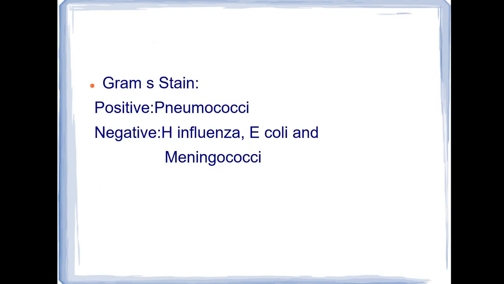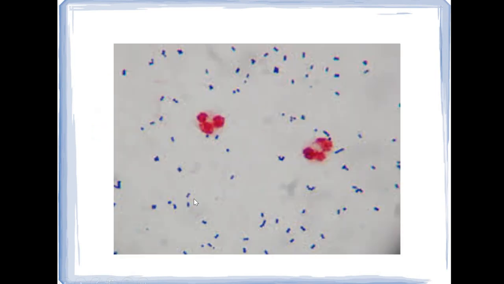We also do a Gram stain, and the gram positive organism which we can see is pneumococci. If it is gram negative, think of H. influenzae, E. coli, and meningococci. This is a picture showing gram positive cocci. You can see all these blue structures, the gram positive cocci. And this is a neutrophil. These are the nuclear lobes, and this is a neutrophil. So the extremely small structures here are the gram positive cocci.